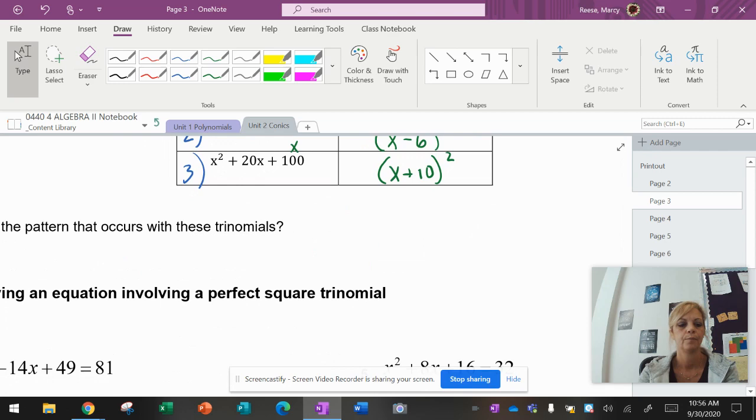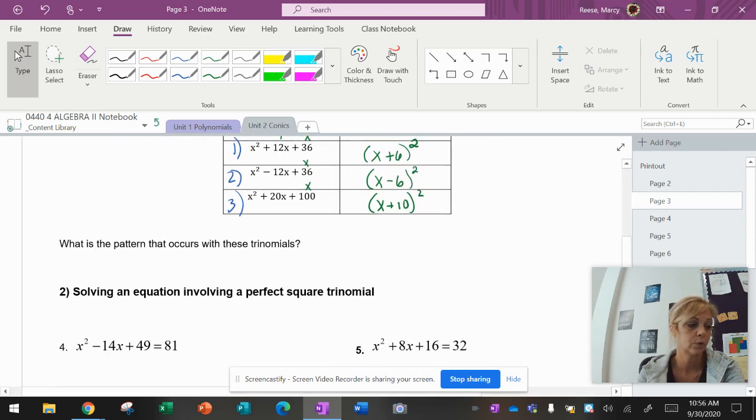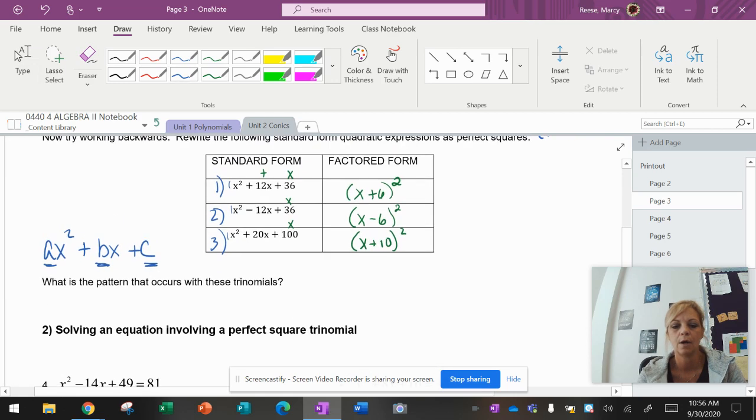All right. So what is the pattern that occurs with those trinomials? Well, the C value. Now remember, let's talk about the format for quadratics. That's the C value, this is the B, and that's the A, the numbers attached to the ax squared and the x. In this case, the A's were 1s. The B in the first case was 12, the second case was negative 12, the third was 20, and the C's were 36, 36, and 100.